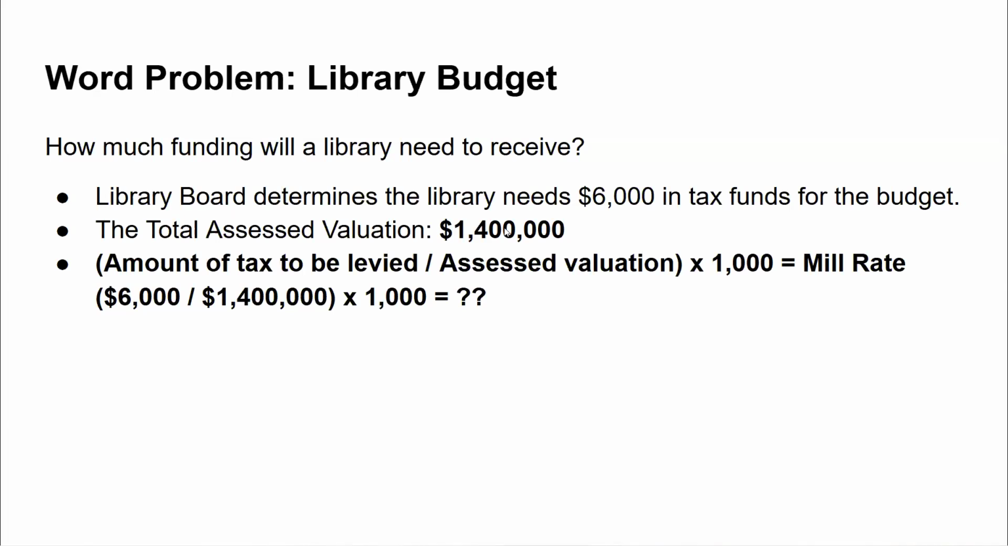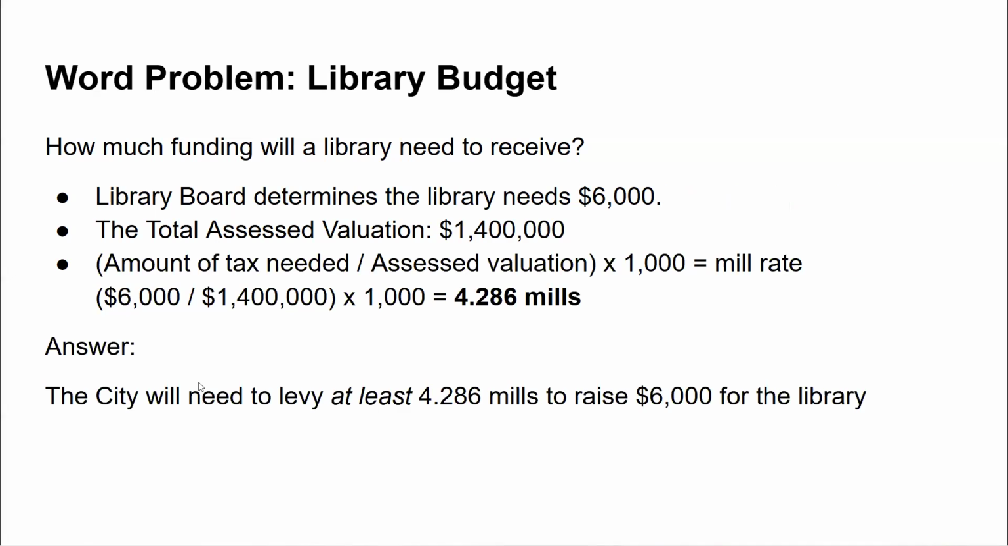And this is, remember, we're just looking at the ad valorem. So there's our answer. The city will need at least 4.286 mills to raise that $6,000 for the library. Why is it at least? Because there are those unknowns.